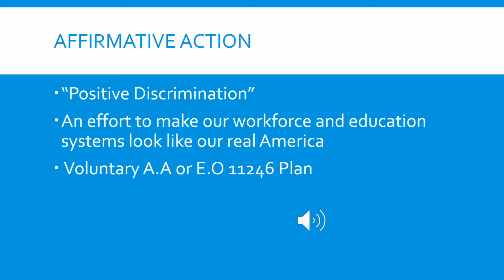An EO 11246 plan is when the government requires employers to take an affirmative action plan. The employer must have a written and formal plan, acknowledge the problem to be corrected, have moderate and not unduly burdensome methods of correction, and cannot be utilized as the basis for discipline or termination decisions.